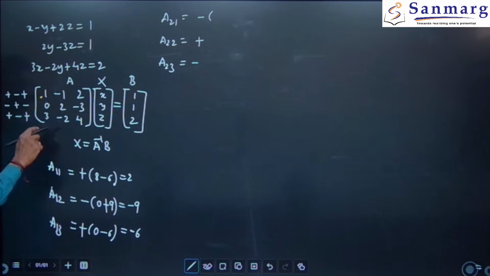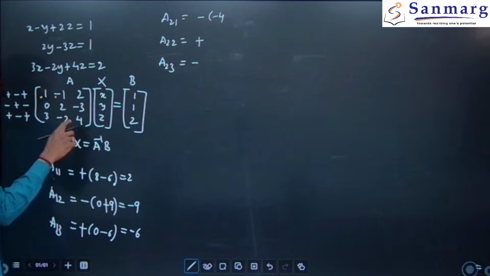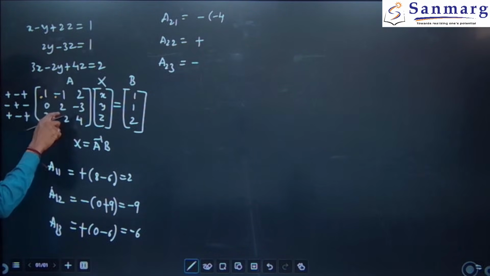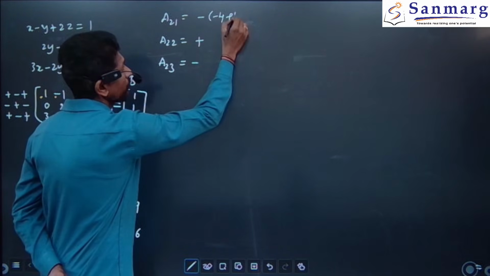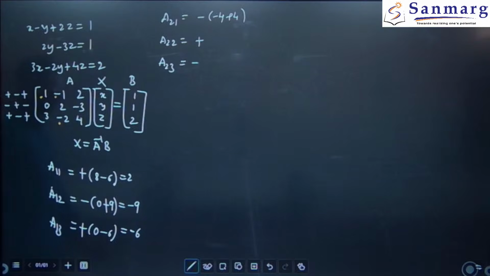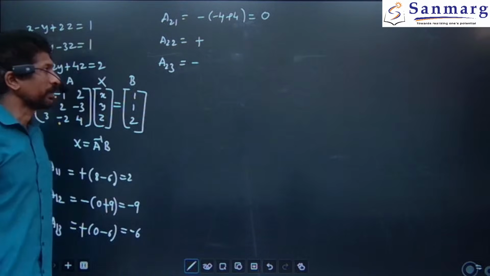The cofactor of 0 now: eliminate the second row and first column. Minus 1 into 4 is minus 4. Next, minus 2 into 2 is minus 4. Minus of minus 4 becomes plus 4, because the middle minus is there, so automatically 0 is the cofactor now.